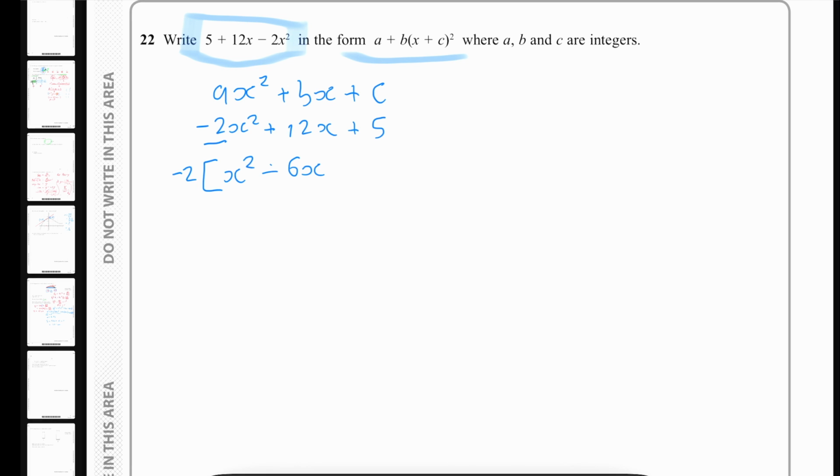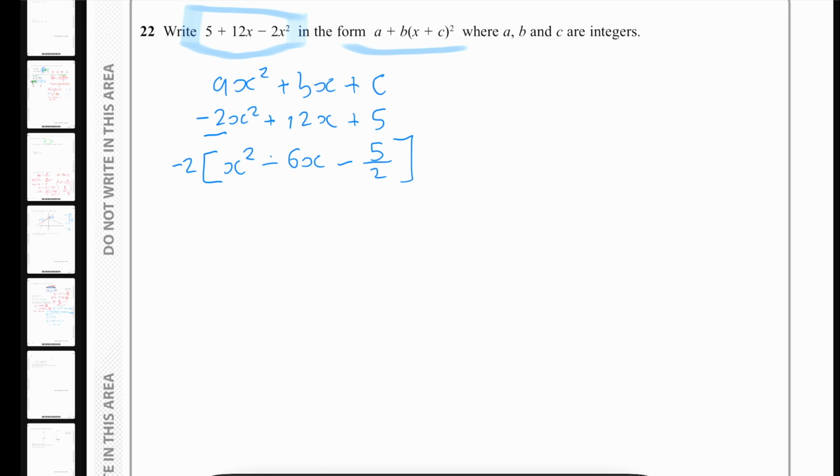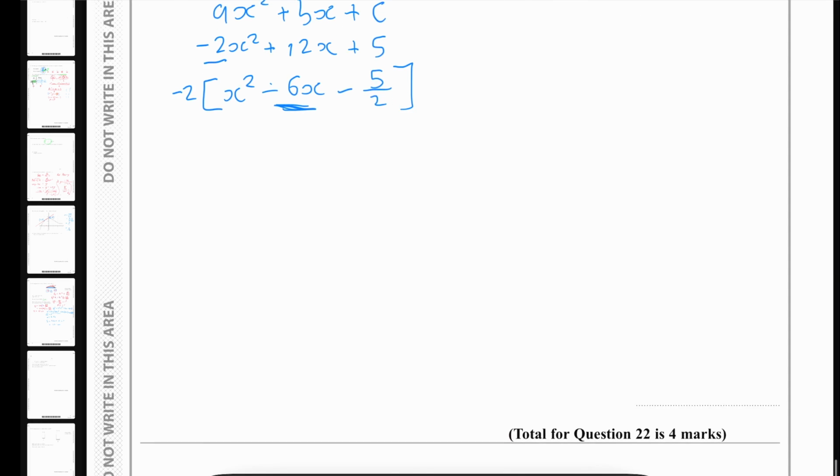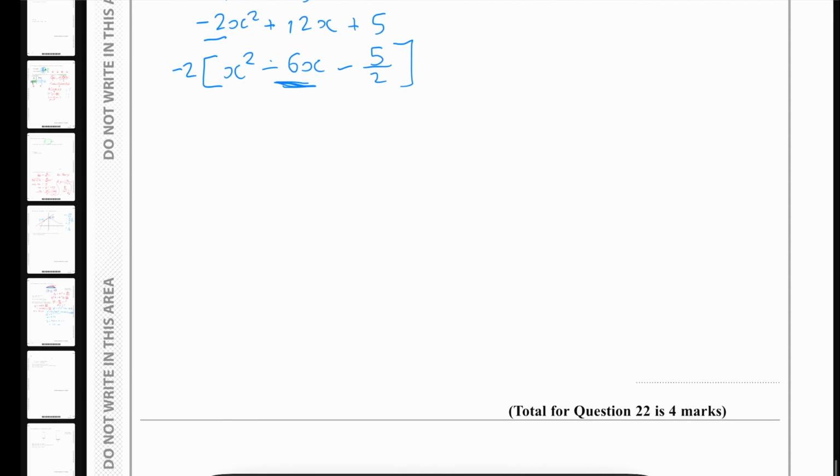Minus 6x, because if I times that minus 2 back in, I would get a positive 12, and then minus 5 over 2, and there we've got it. So now I'm going to complete the square, and to complete the square, we just look at this term over there, and we always halve it, square it, and take it away.